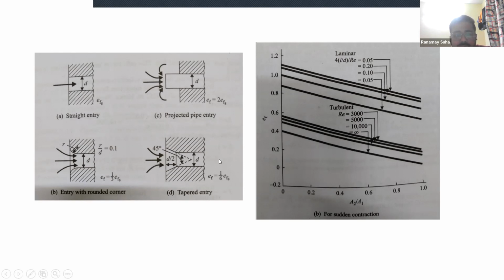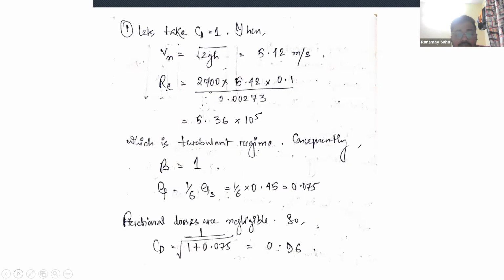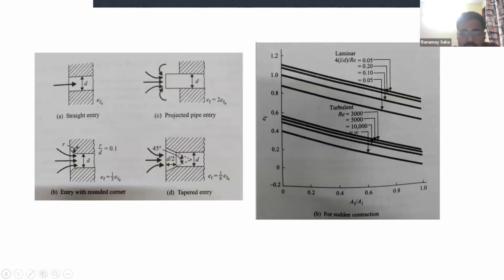Now here you can see, what was our Reynolds number? It was 5.36 times 10 to the power 5, right? Now it is in the range of 10 to the power 5. Up to 10,000 we have this third line, and whenever it crosses 10,000 we move to the fourth line. Now, where does it cut off? It is almost just above 0.4. So you take A2 by A1 as 0.